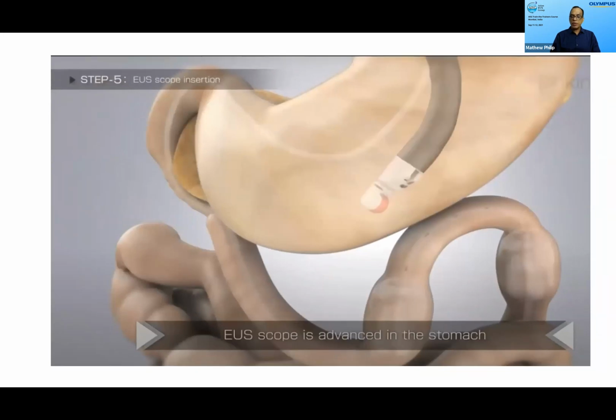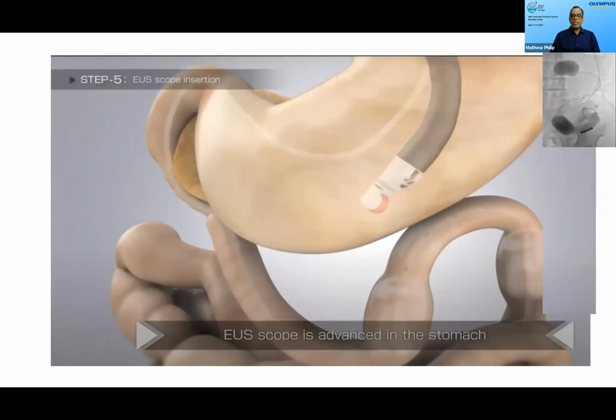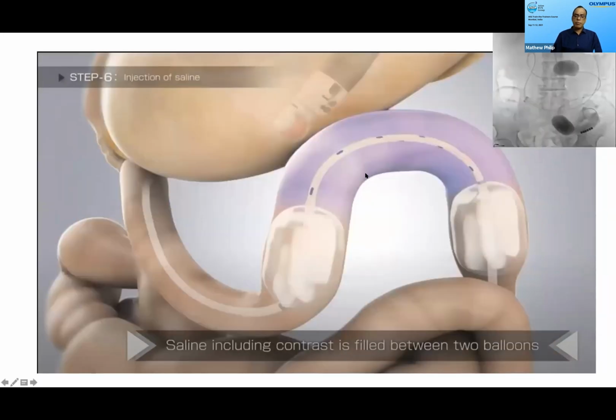Now you bring in your EUS scope, and you start filling the segment of intestine or the portion of the tube with multiple openings.